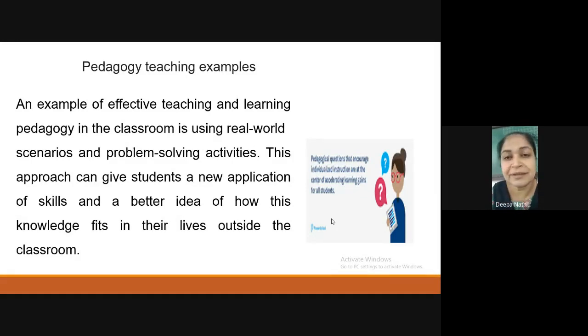So pedagogy is nothing but taking up different ways and methods of delivering the ideas to the students, or in other words, the syllabus and curriculum to the students, inside the knowledge, outside the knowledge as well. Can we go to the slide?